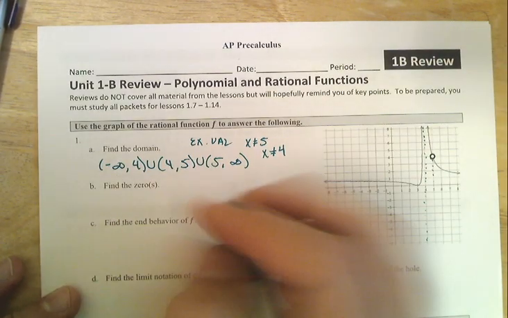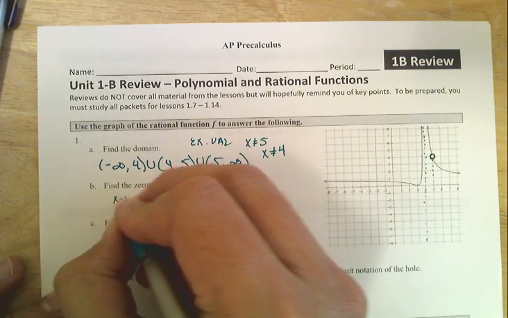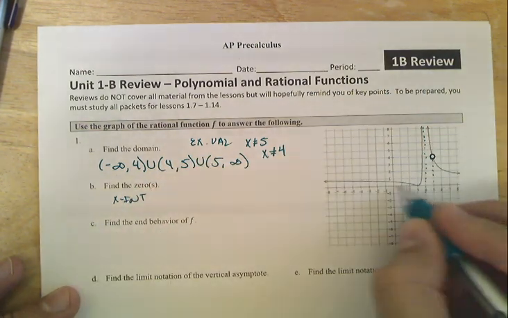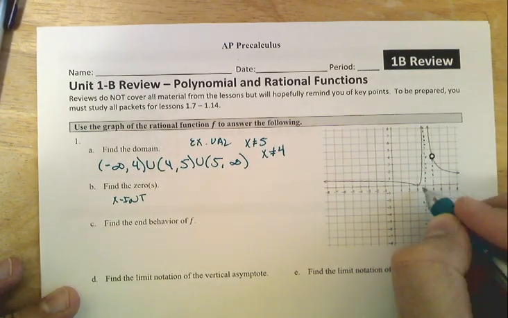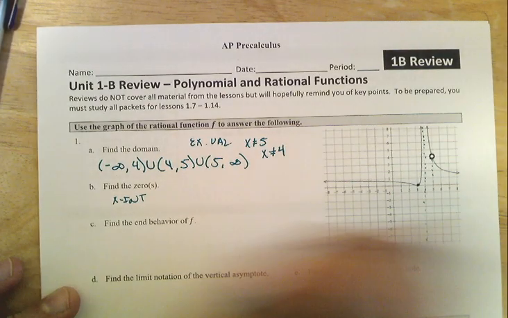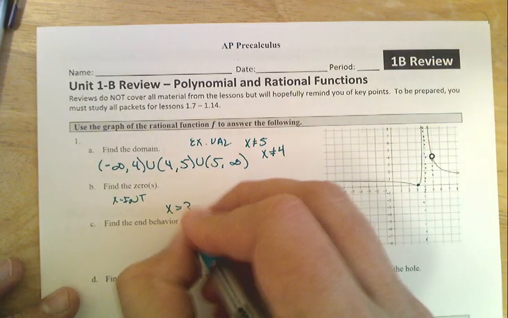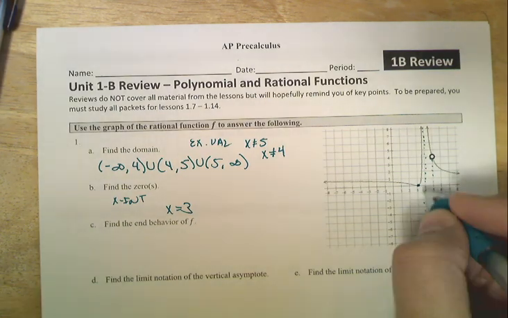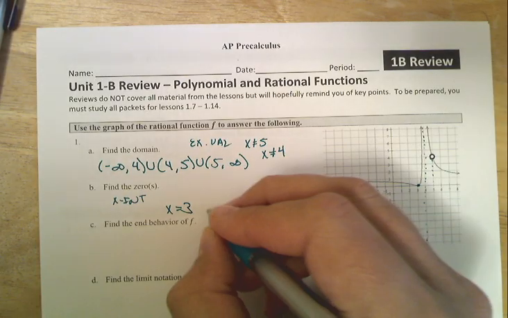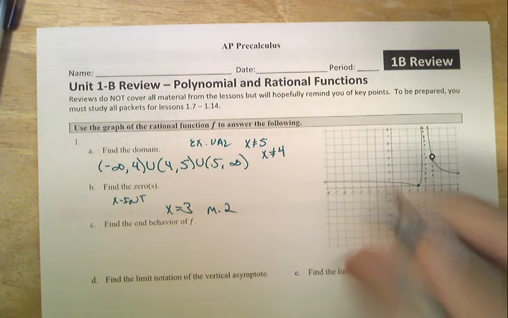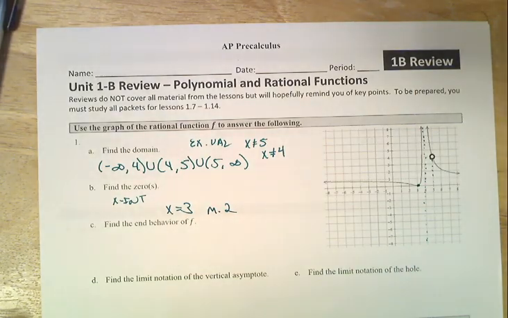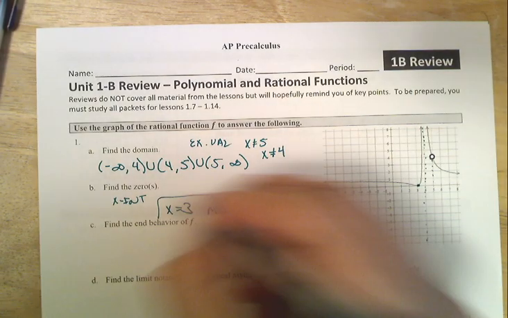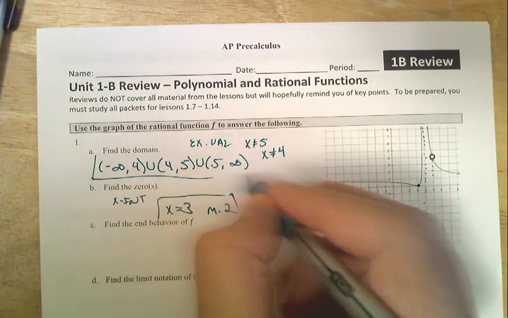The zeros, find the zeros. Those are x-intercepts, and it looks like there is an x-intercept right there at 3. So it looks like x equals 3 is an x-intercept. It might come in later, but see how it bounces off the graph. This is going to have a multiplicity of 2. Not sure if it'll come in later, but we'll make a note of it just in case.